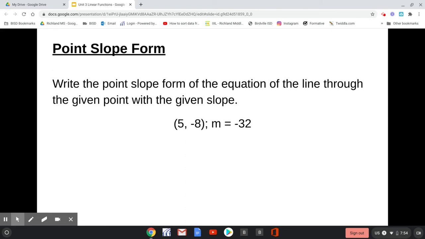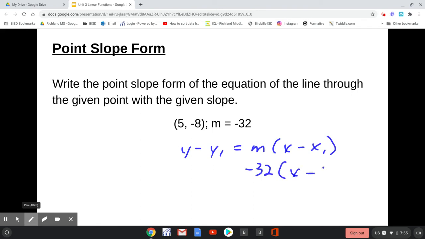Okay, here's one more. So we want to write the point slope form. So write it out again: y minus y1 equals m times x minus x1. We know the slope is -32. That's weird. That's a big one. And x minus 5. And then we have y minus a -8. That would turn it positive, so that would become +8. Okay, let's see what else.